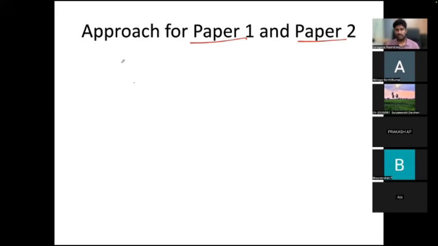So the first test is from paper 1, ecology, environment and cropping system. The second test is from paper 2, cell biology and genetics. Again, the third test is weed science and irrigation. Fourth test, plant breeding. Okay, right.